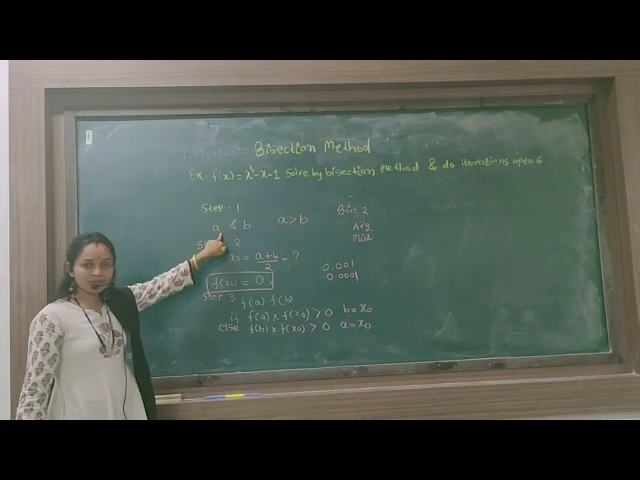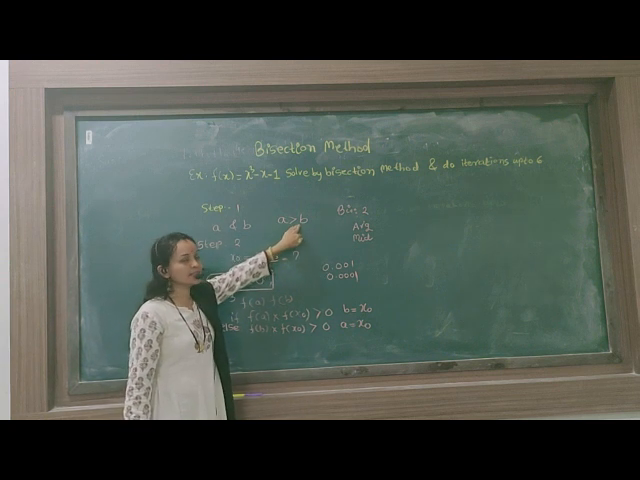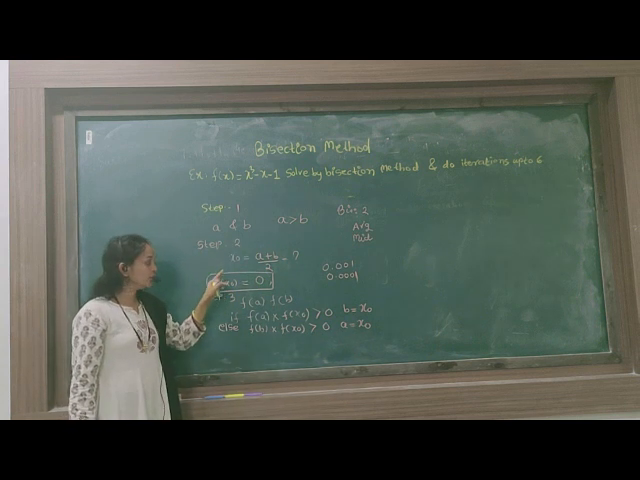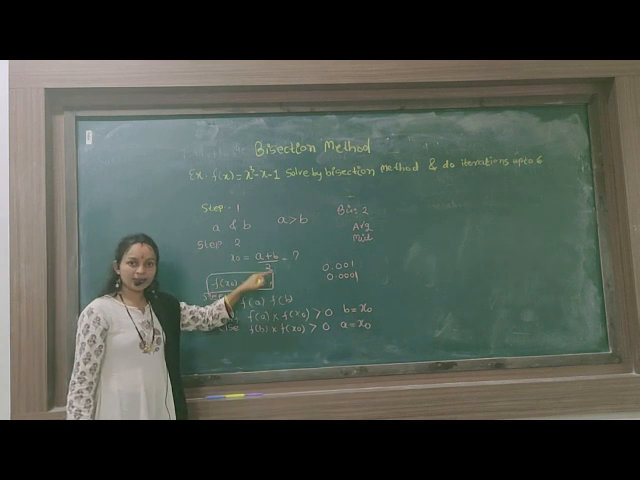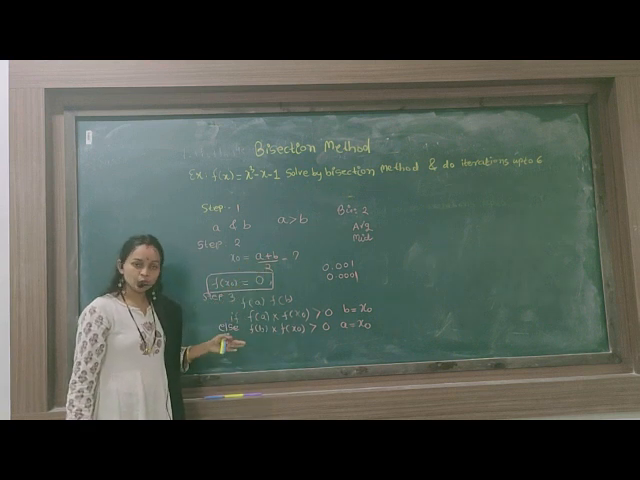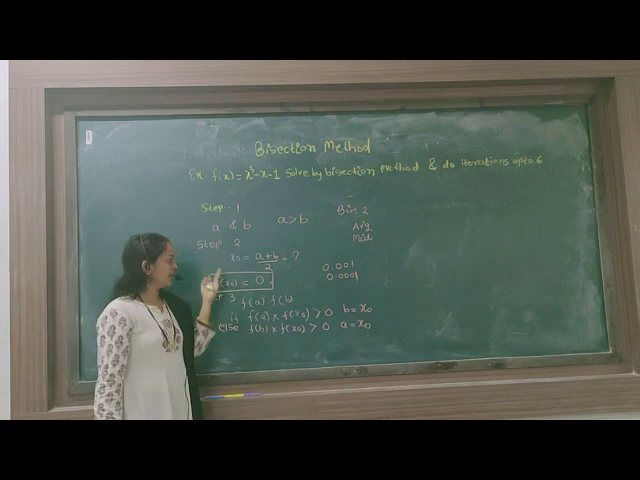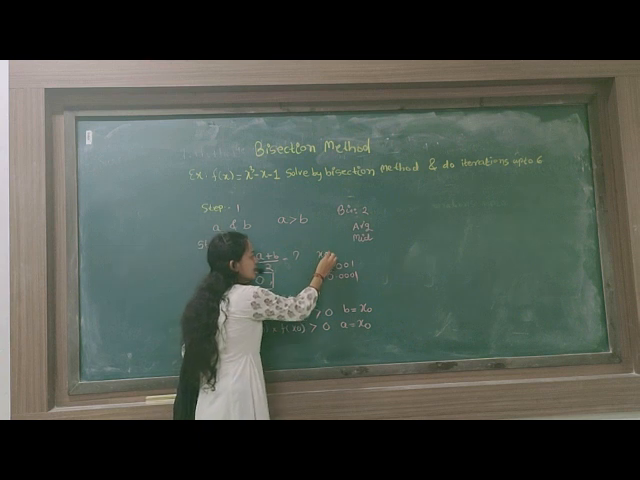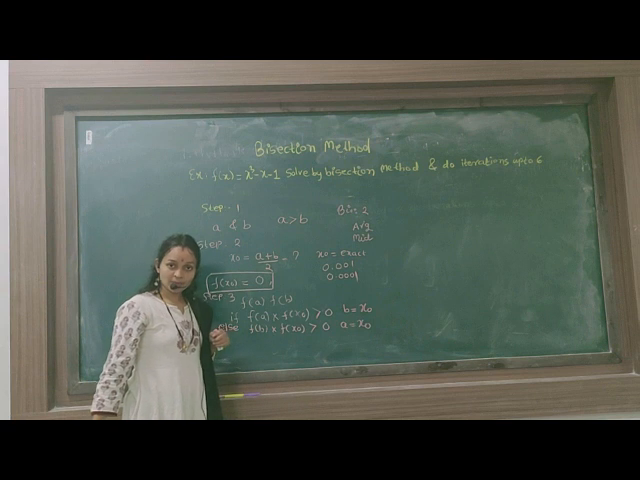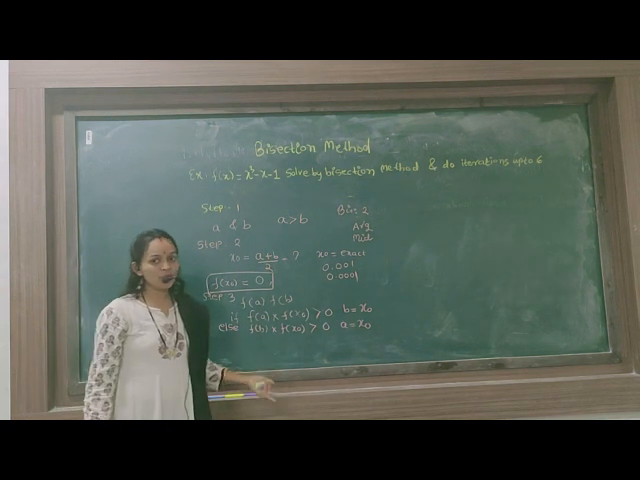Only you have to assume the a and b. While you are assuming them, definitely a is less than b. This is the first condition. Now in the second step, you are going to take the mid of a and b, means you are going to consider the average, a plus b by 2. If this gives 0, you can directly say x0 is the exact root of that particular function.